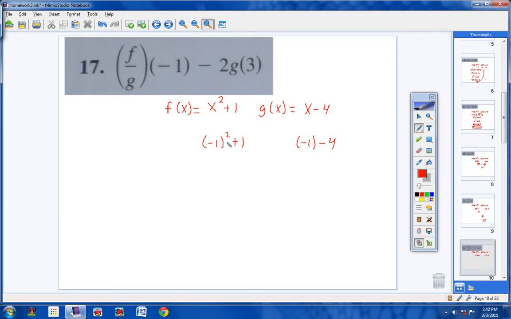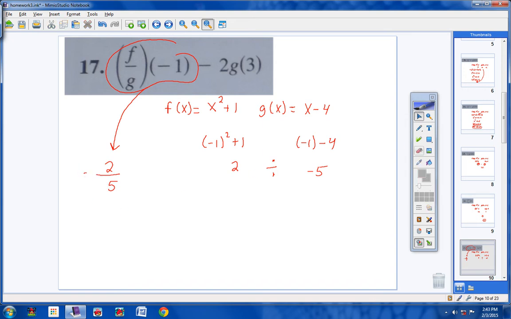Now watch. Square the negative 1. That's 1 plus 1 is 2. Negative 1 minus 4 is negative 5. So there's my two numbers. Remember, they're dividing, okay? So this whole expression right here ends up equaling what? 2 divided by negative 5. And of course, 2 divided by negative 5 is just really a negative 2/5.